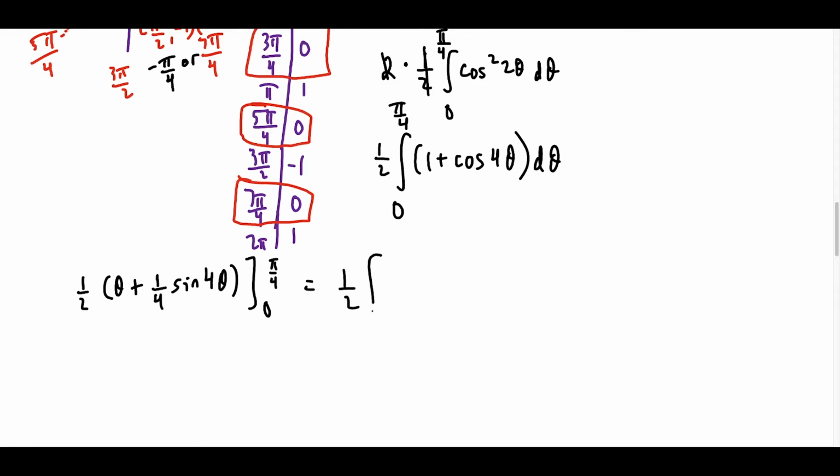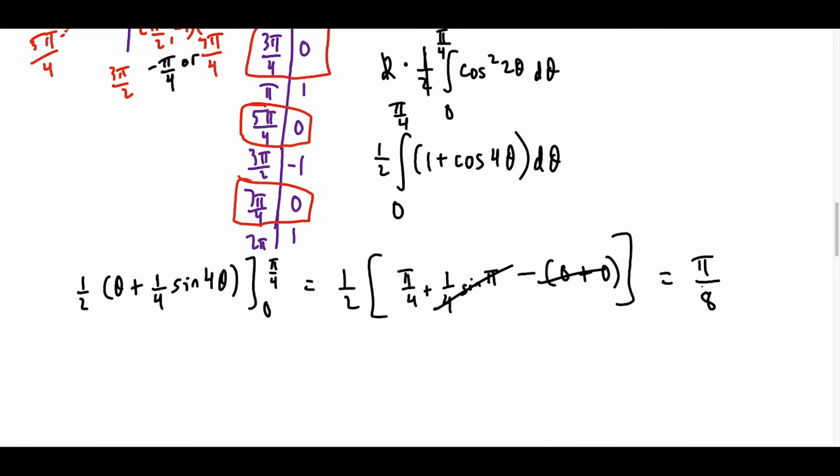We have 1/2, and we have pi over 4 plus 1/4 sine. And if I do 4 times pi over 4, that's going to give me sine of pi, which is 0, so this part cancels out. And now we have minus 0 plus 0, because sine of 4 times 0 is sine of 0, and that also cancels out as well. So when everything cancels out, all you're left with is 1/2 times pi over 4. So the area of one of the petals of the rose curve is pi over 8.